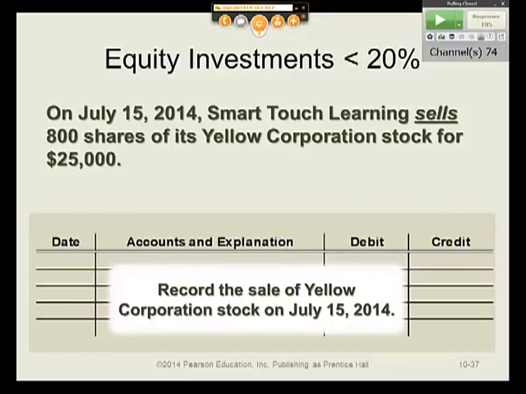Now, that number, you have to remember you're selling 800 shares. And what was your cost per share? If you go back, your cost per share was $26.16. So you have to know your cost per share in this case. Just like inventory had a unit price, you have to know what the unit price of your shares would be.